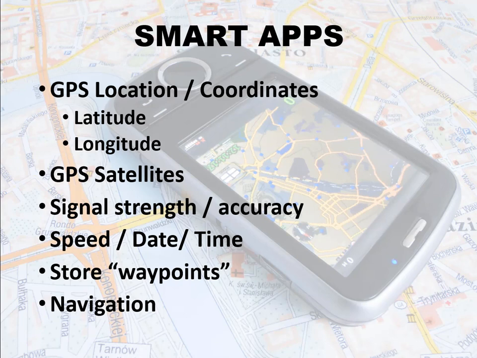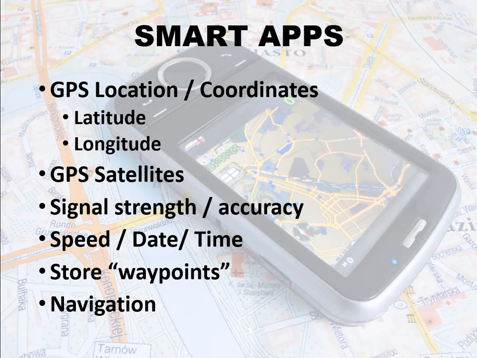Another one is look at the satellites. Be able to see what satellites are up in the sky at the current time, as well as not only seeing the satellites, but what is their signal strength, what is my accuracy going to be from them. Another thing to look for is that if you are driving or if you're moving, it's going to be able to give you a speed.